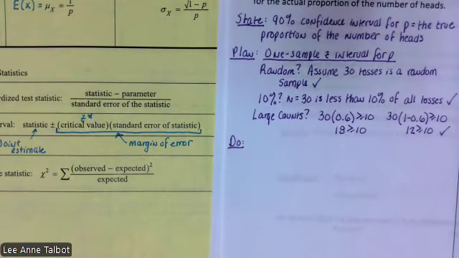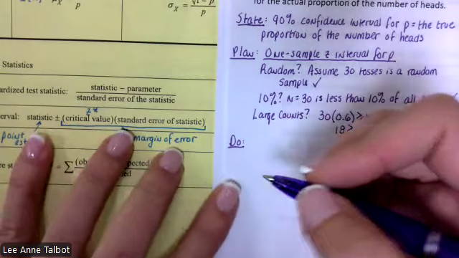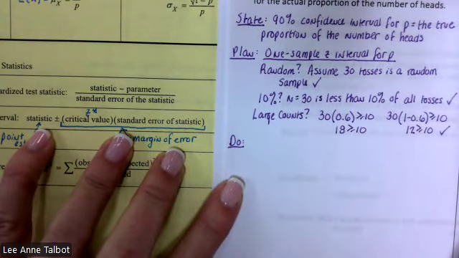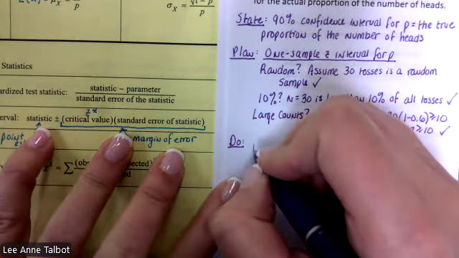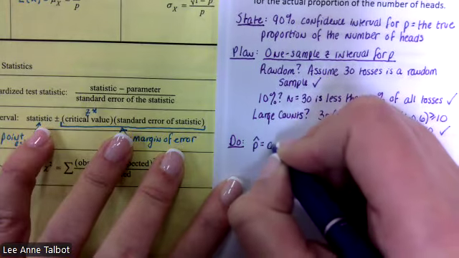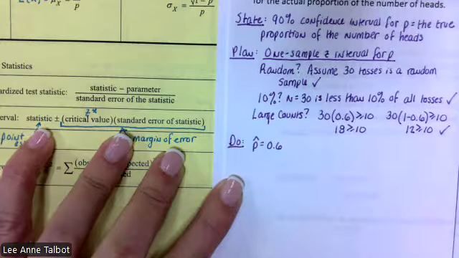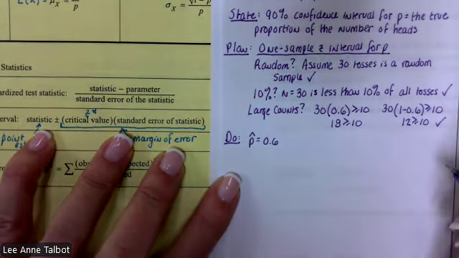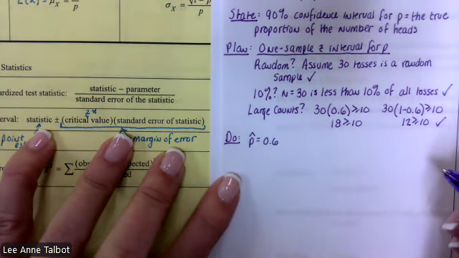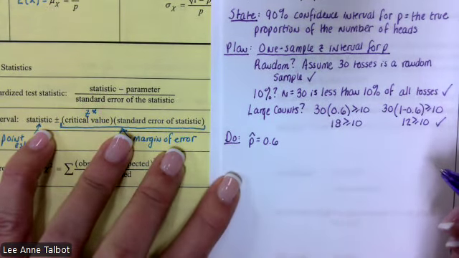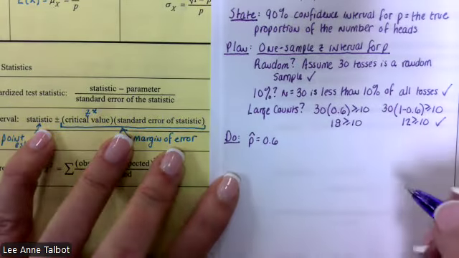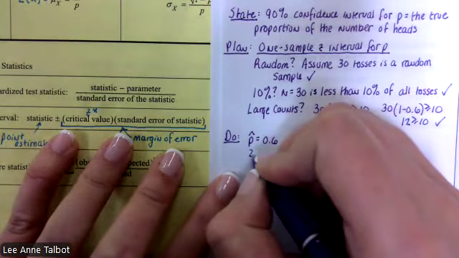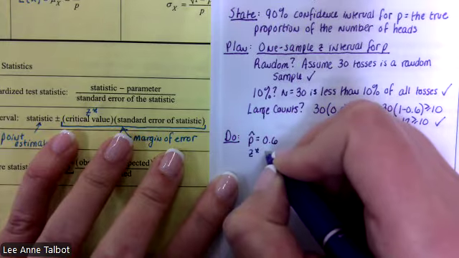Okay. All right. Statistic. What is the statistic in this problem? Well, let's actually say, what's p hat? 0.6. Does that make sense, everybody? Are you sure? So remember, p means proportion. It's got to be a decimal. Okay. C star.